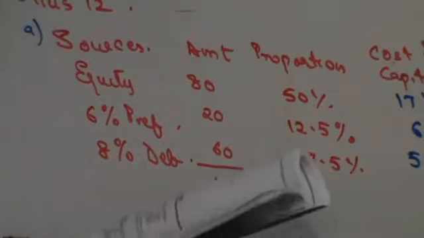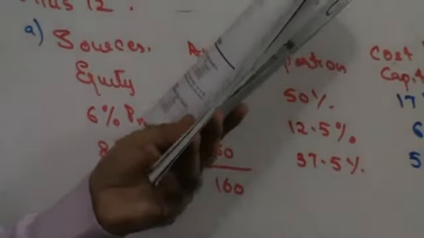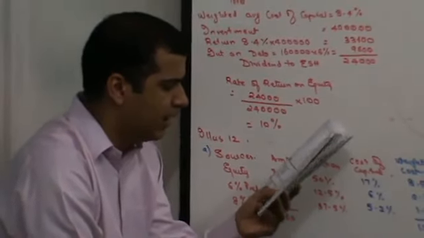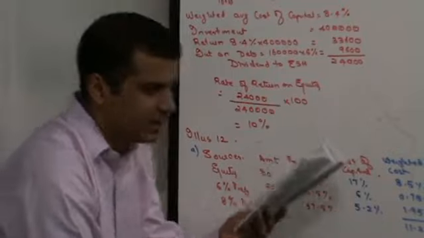Now the B part of the sum says that compute the new weighted average cost of capital if the company raises an additional 40 lakh debt by issuing 10% debentures. You have to make the table again. Let's see the B part of the sum.